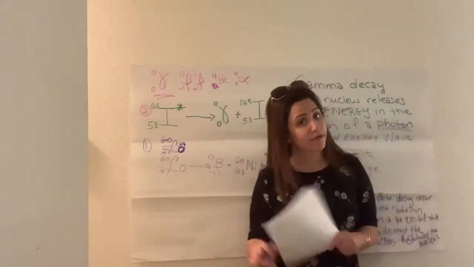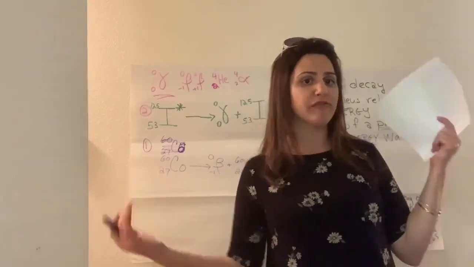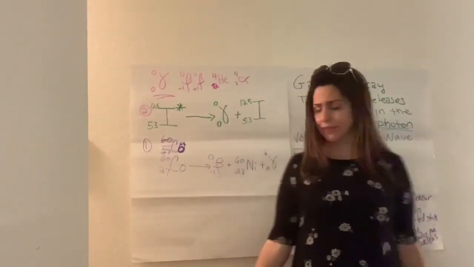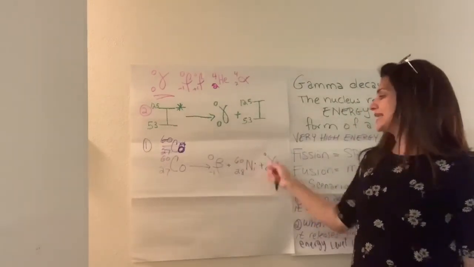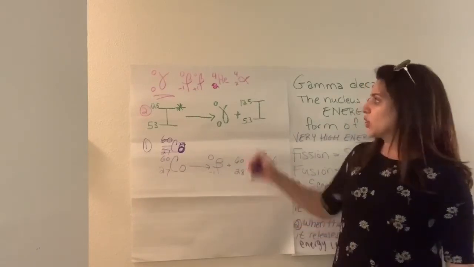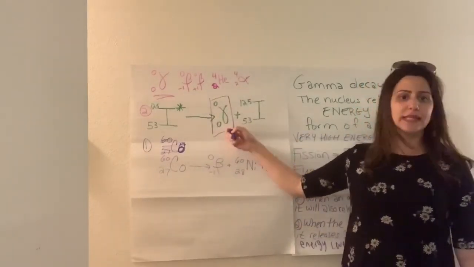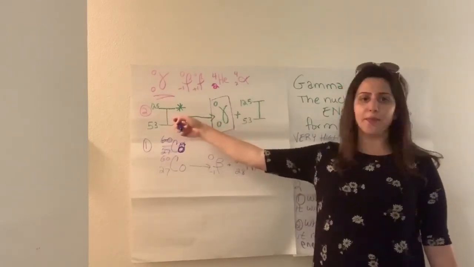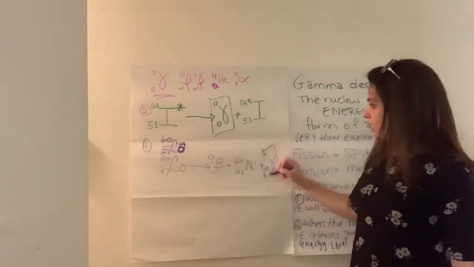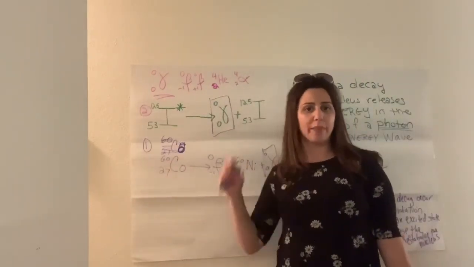Now, not every time that an atom goes through beta or alpha decay is it going to also go through gamma decay, but very, very likely, okay? And so a lot of times in these equations, we're going to end up seeing this decay. So two scenarios: we have the gamma decay where the element is in an excited state, and we have the gamma decay when the element is undergoing either an alpha or a beta decay.